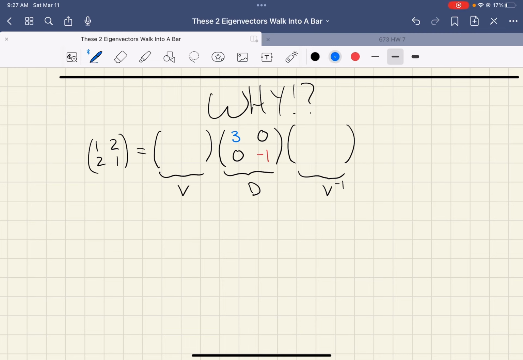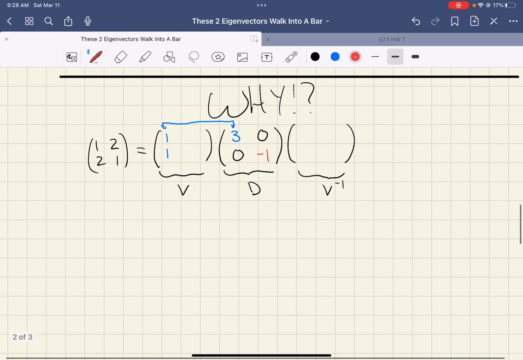Okay, now here's what matters. Since in the first column I put 3, in the first column of my eigenvector matrix I need to put the eigenvector corresponding to 3. And so I went with 1, 1. And again, you could do 17, 17. You could do 1 over root 2, 1 over root 2. You have to choose one, and then once you choose it, go with it. Now for the negative 1, I'm going to do the eigenvector corresponding to negative 1, and there it is.